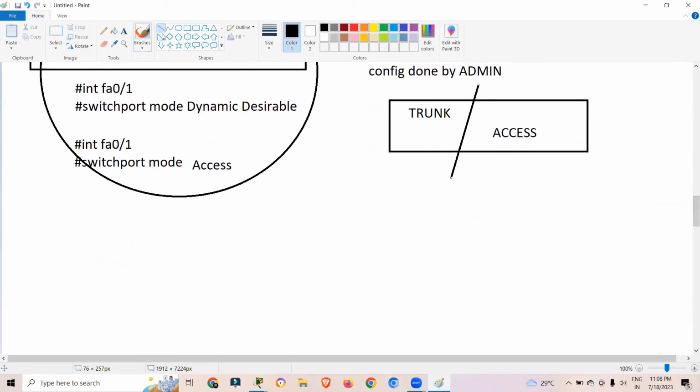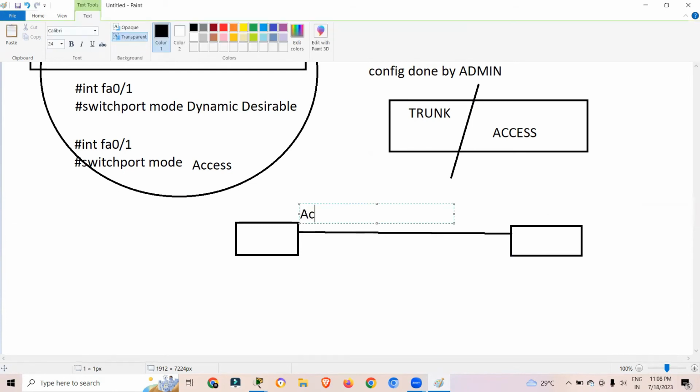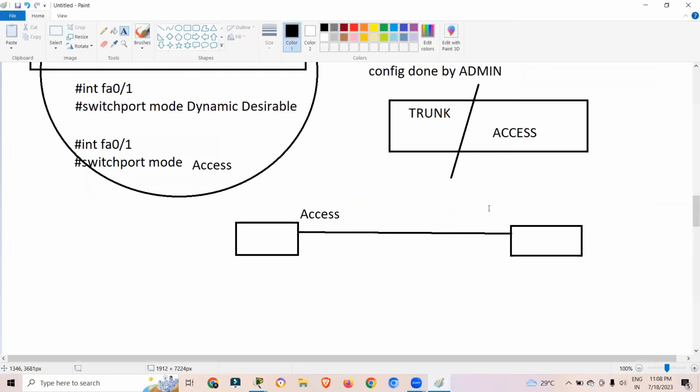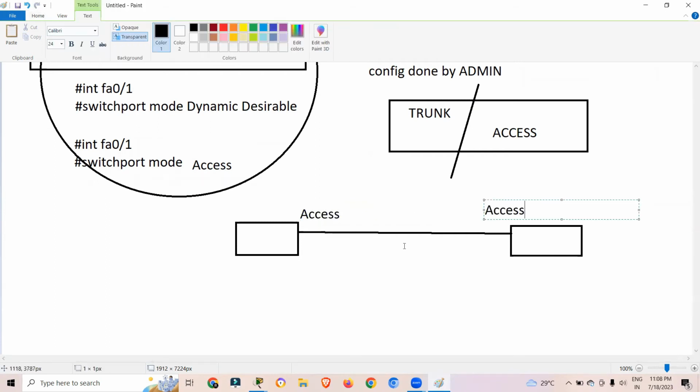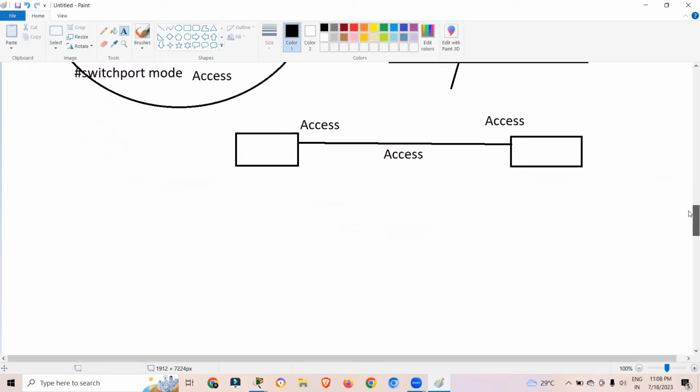If I have two switches like this, connected with a single wire, and one side is access and the other side is access, my link will not be trunk. It will be in access mode. That I want to say.